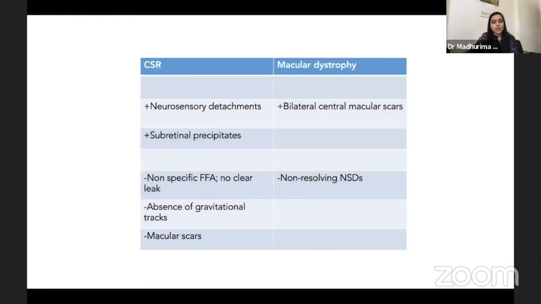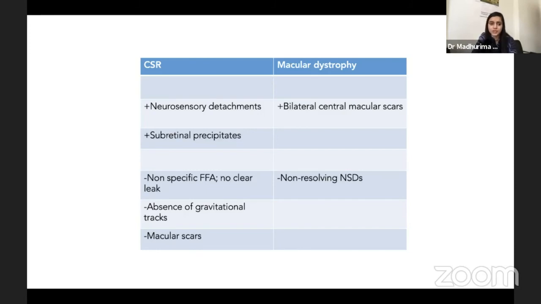So at this point, we are faced with a situation where we feel there is a diagnostic dilemma. Are we really dealing with chronic CSR, or is there something else that is evading us? The points in favor of a diagnosis of CSR are the bilateral neurosensory detachments with subretinal precipitates. Points against it include a non-specific FFA with no clear leak. There are no gravitational tracts, and why are there macular scars? Moreover, CSR in females is usually diagnosed during middle age. So could this be an atypical macular dystrophy with bilateral central macular scars?